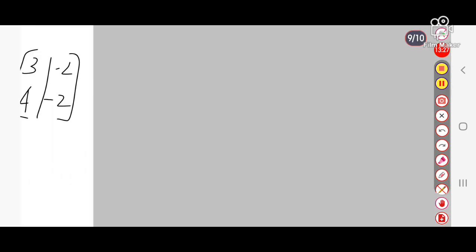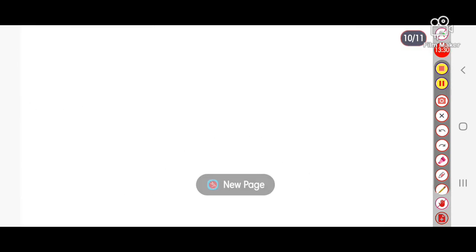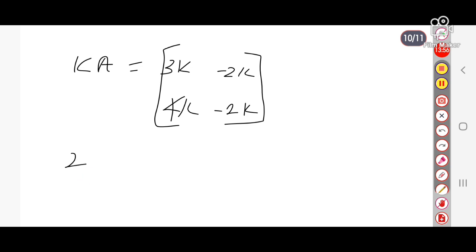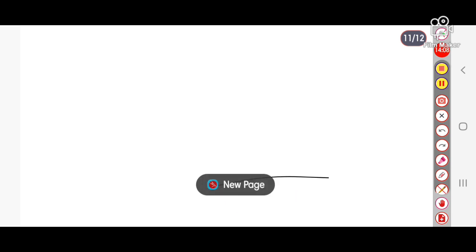Similarly, we can find the value of KA. So KA, right, multiplying K into the entire A matrix. So we get 3K, minus 2K, 4K, and again minus 2K. So the next thing is 2I. 2I is nothing but 2 0 2 0. So merely substituting these values in the equation, we yield the result that has been asked.